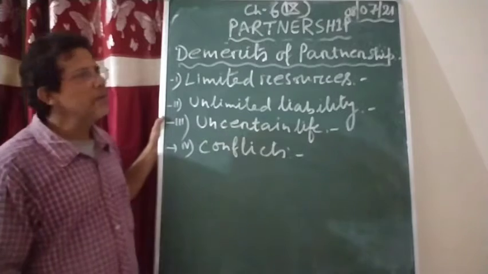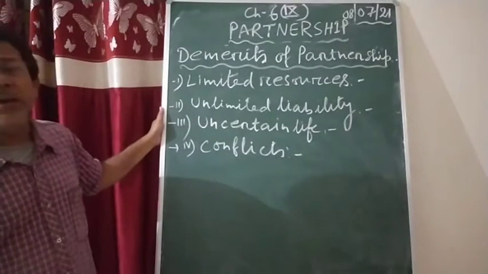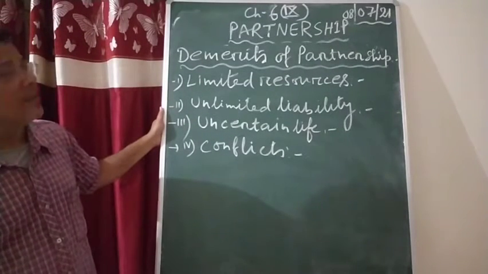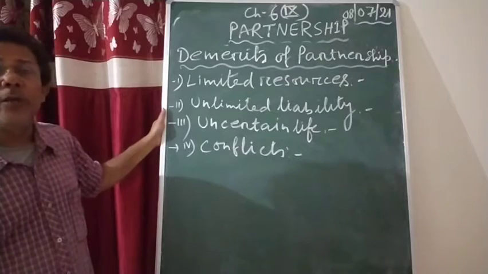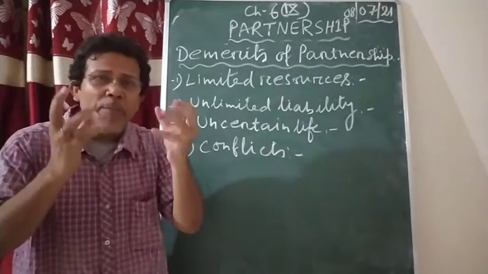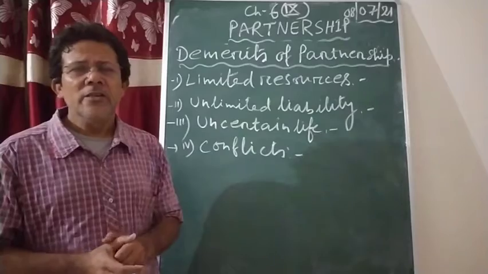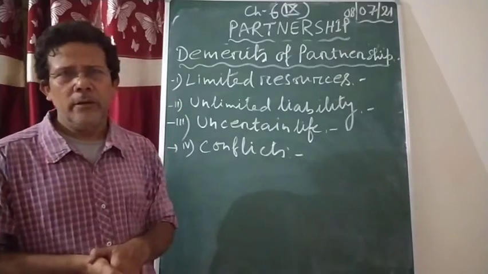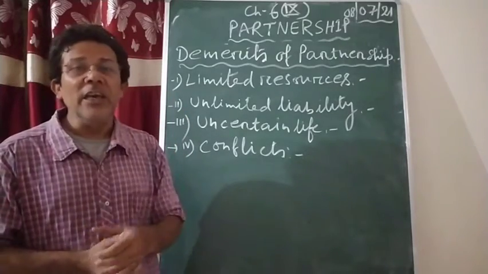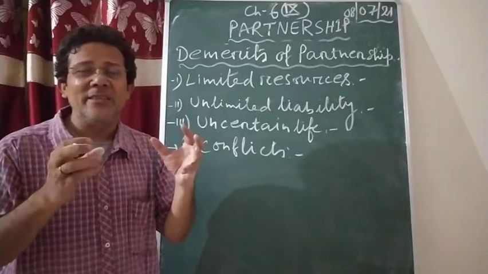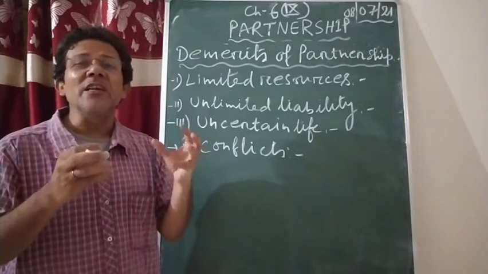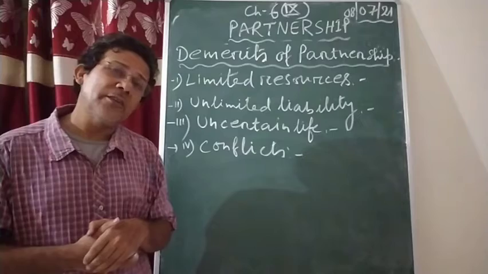So in today's class, I am going to discuss the first four demerits of partnership. And you know the meaning of demerits. Demerits means something bad, some drawbacks about a particular business. Here we are going to talk about certain drawbacks, certain problems, certain difficulties about partnership business.